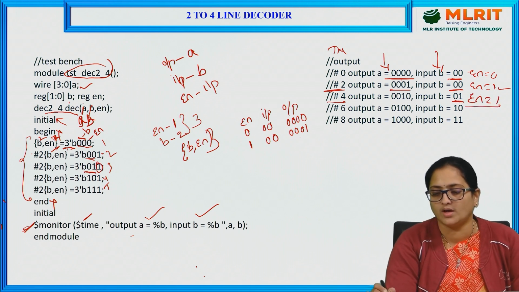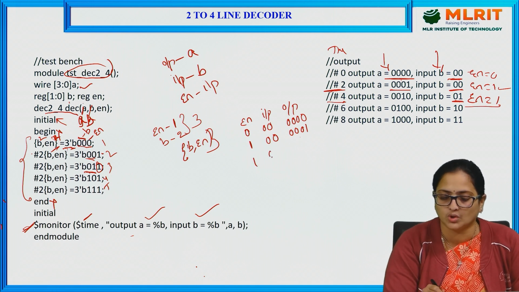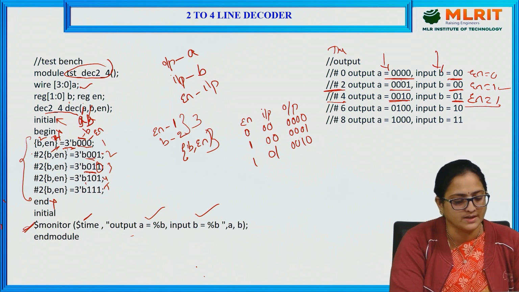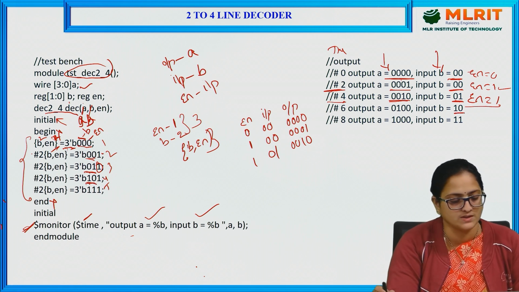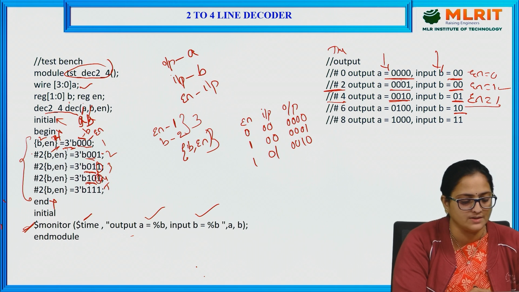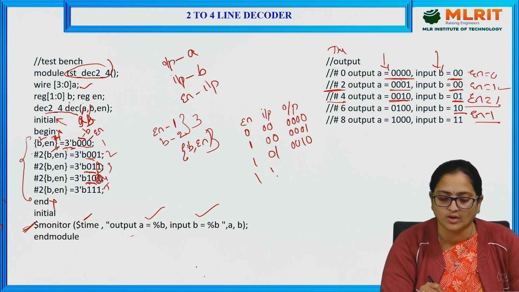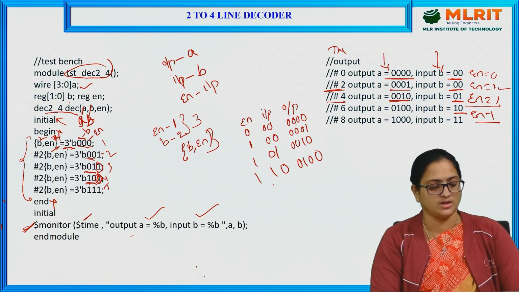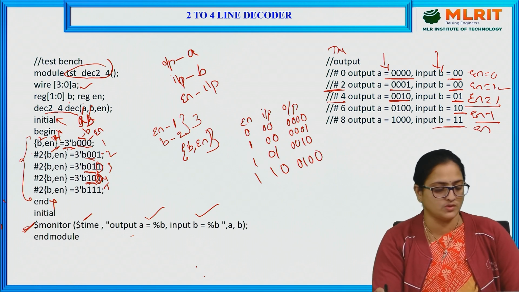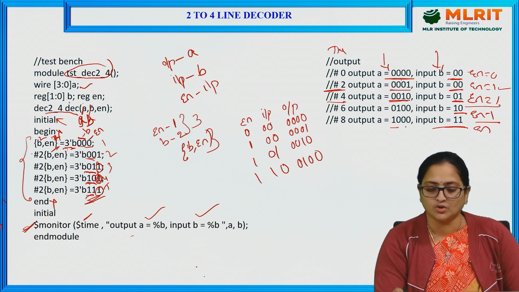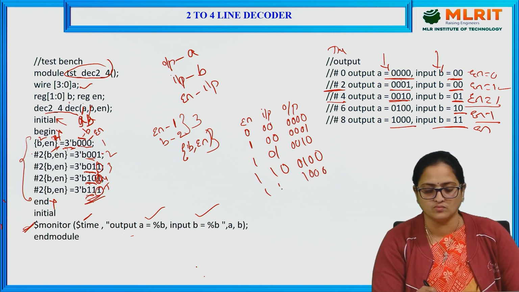For enable 1, for the input value of 0, 1, your output will be 0, 0, 1, 0. Similarly, after 2 time intervals again, the B value is given as 1, 0 and enable pin here is given as 1. So, if enable pin is 1 and inputs are 1, 0, then it will be 0, 1, 0, 0. The last iteration, when enable pin is 1 and inputs are 1, 1, then your output will be 1, 0, 0.